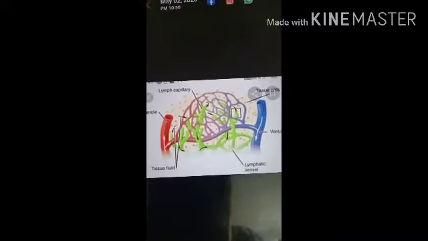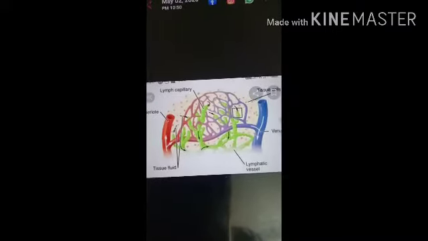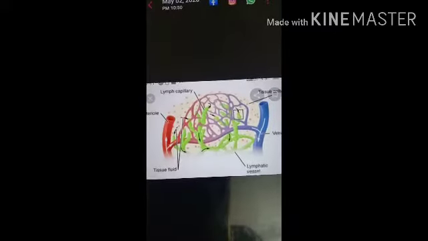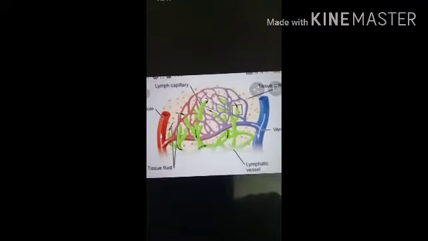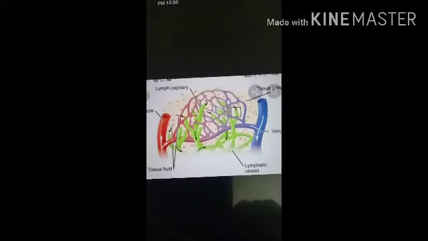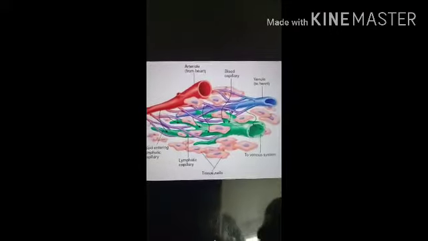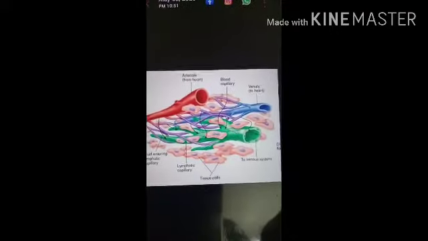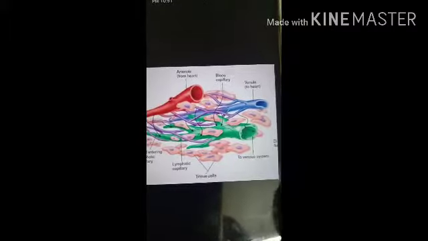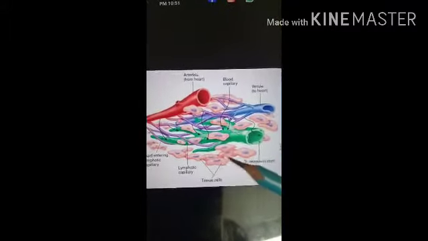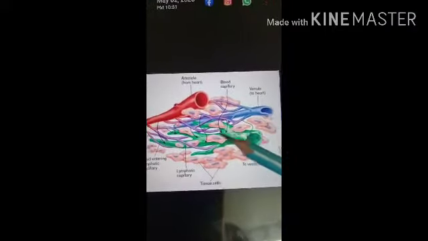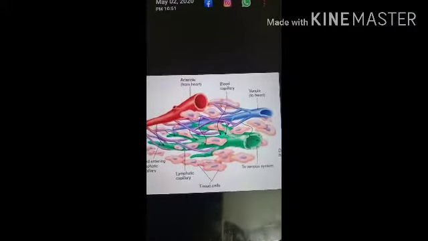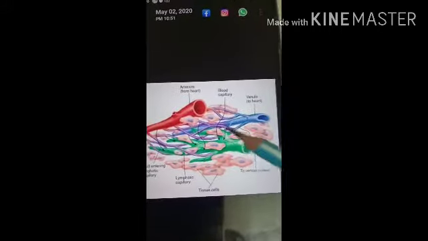The lacteal of the small intestine absorbs fat into the lymphatics, which has a milky appearance called chyle. After that we should see the lymph capillaries. The lymph capillaries originate as blind-end tubes in the interstitial space. Here you can see the tissue cells, and here the small blind tube-like structures present in the interstitial space.